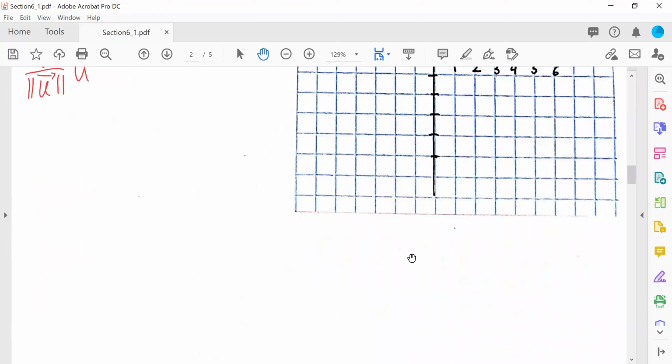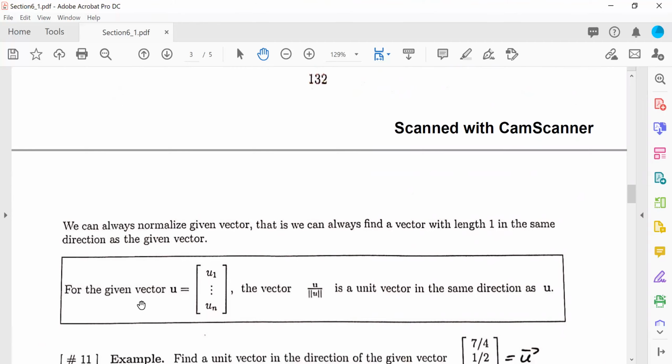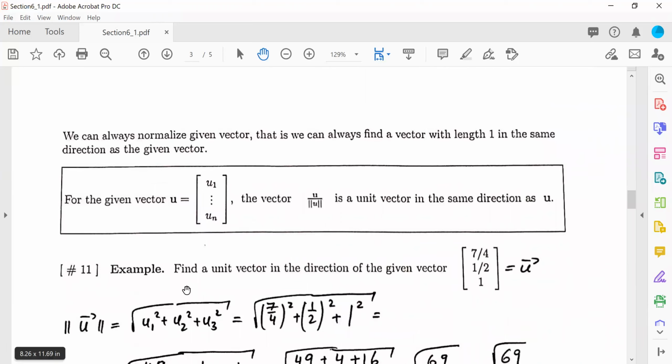So we can conclude we can always normalize a given vector. That is, we can always find a vector with length 1 in the same direction as the given vector. So for the given vector u, the vector u divided by its length is a unit vector in the same direction as u. Dividing a vector by its length or norm is called normalizing. So to find the vector in the same direction as the given vector but with length 1, you divide it by the norm.